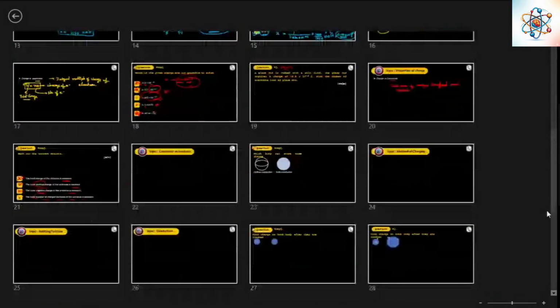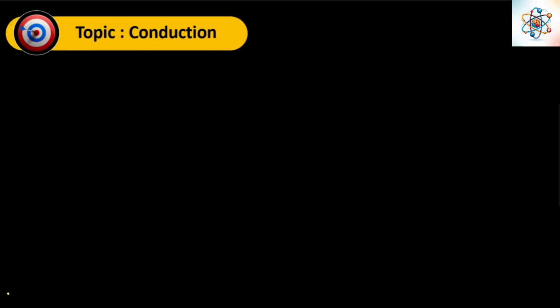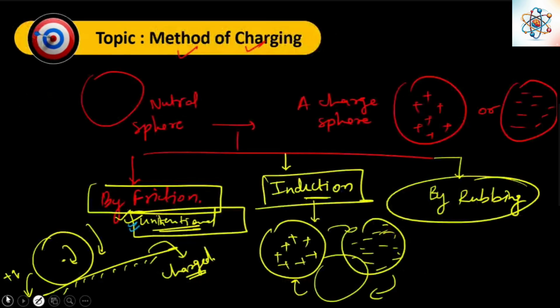So that is the reason why this is called the method of charging. Is it clear? Yeah.